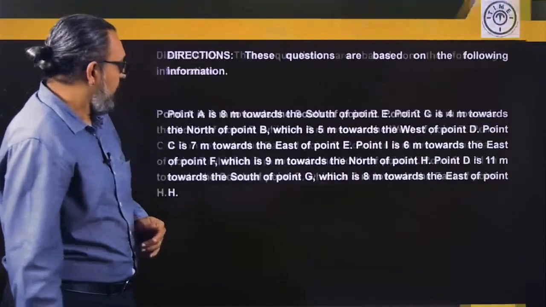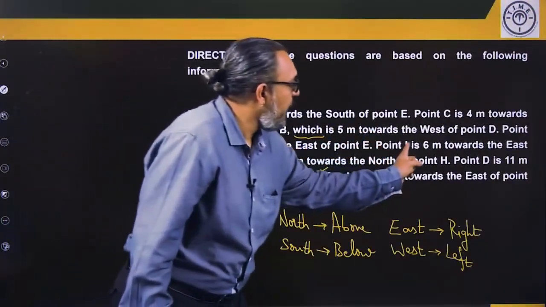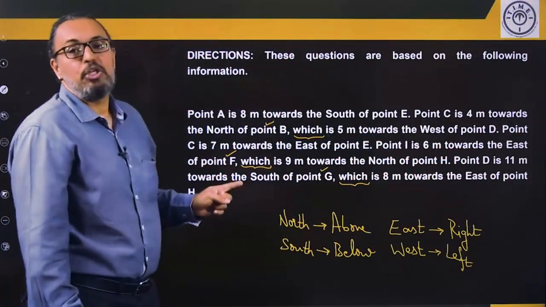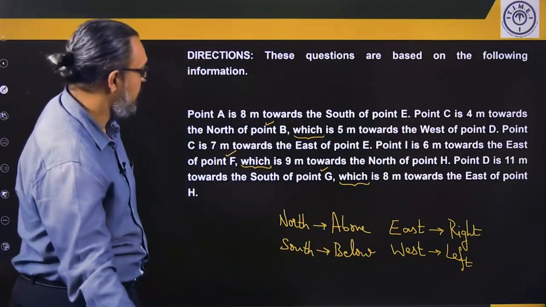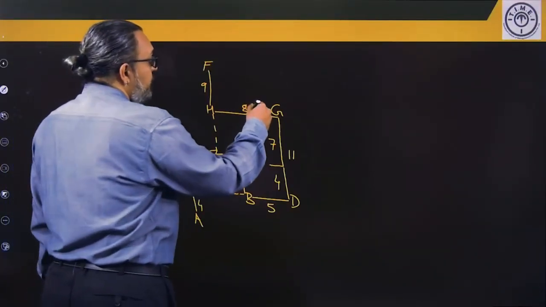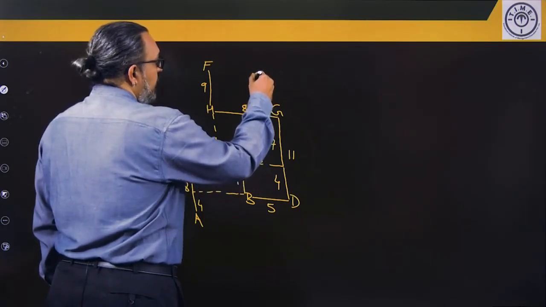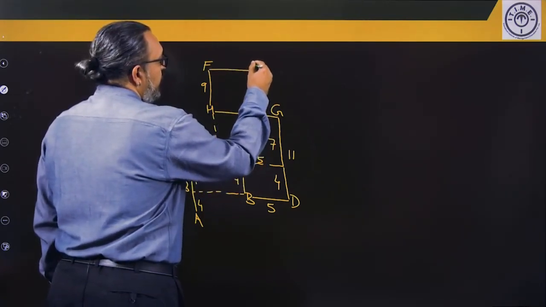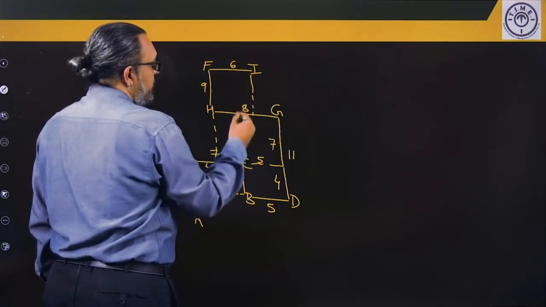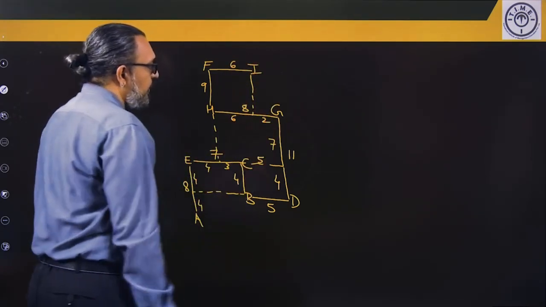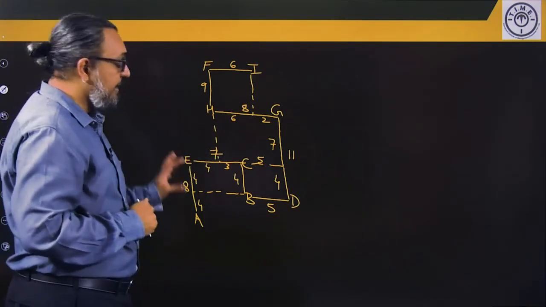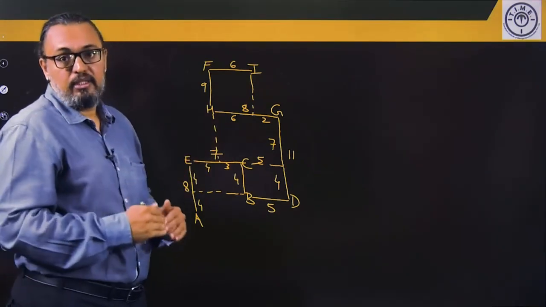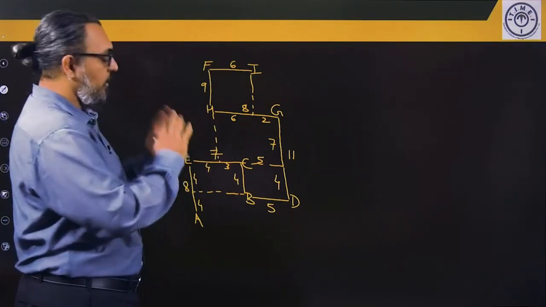Then, the prior instruction was point I is 6 meters towards the east of F. East is right side of F, you need I at a distance of 6 meters. Okay, right side of F, you need I 6 meters. Now right side of F 6 meters, see again, right side of F, you need the point I at a distance of 6 meters. So this is 6, this is 2. So this is how we have to identify the chart, so that by the time you come to the end of the instructions, your arrangement will be ready.